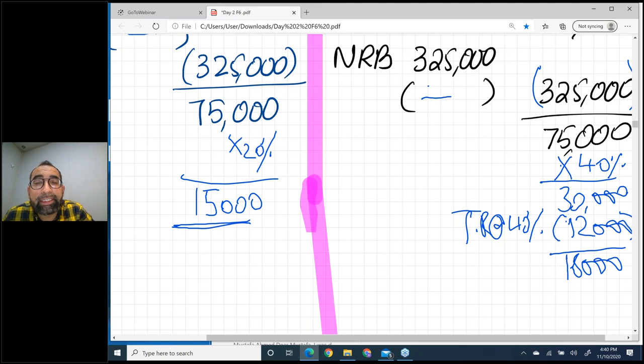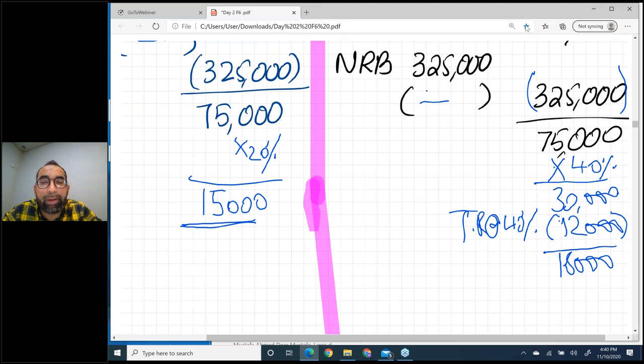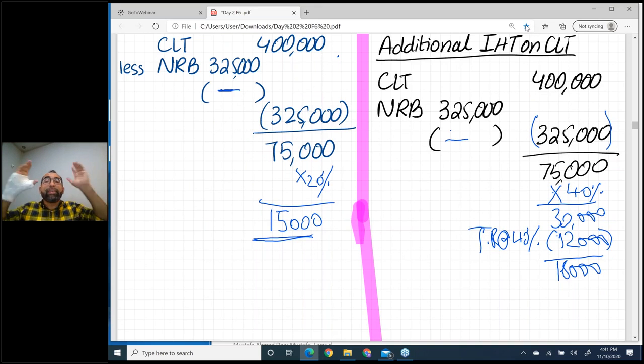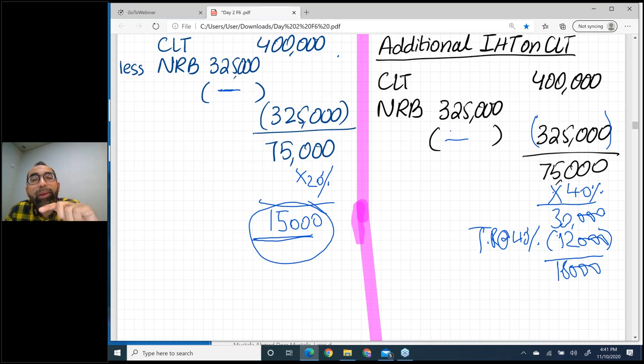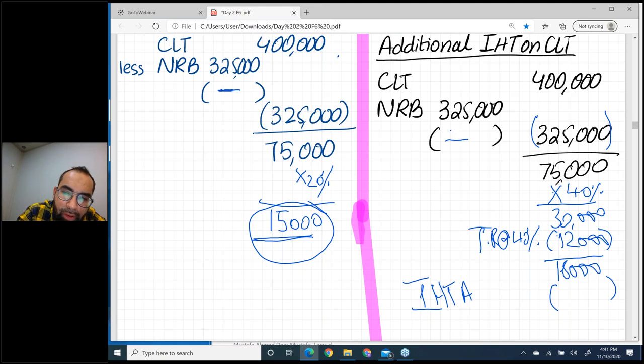Now this is the total IHT on CLT, but don't forget what we have to calculate. We have to calculate additional IHT. So just think, we have already paid some IHT on CLT, and now we have to calculate the additional. So simply deduct the IHT already paid. This is, I think, 15,000. So the final amount is 3,000.